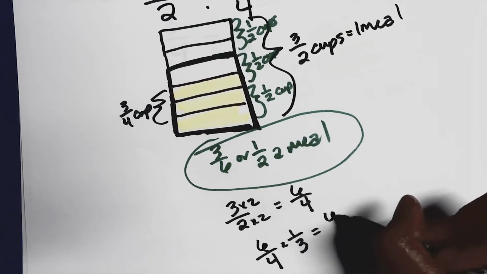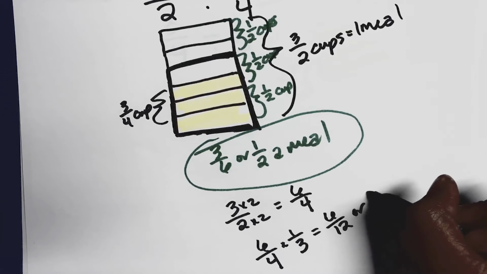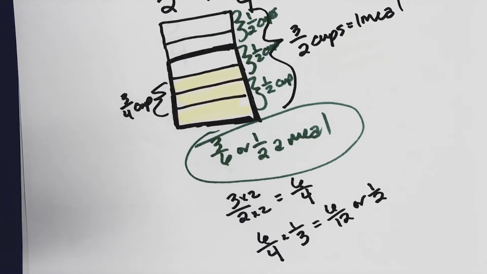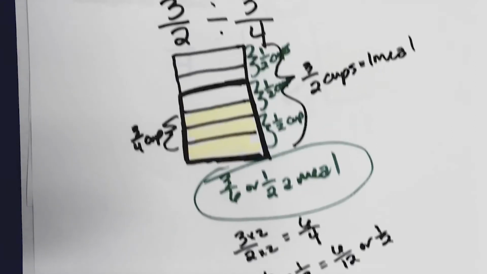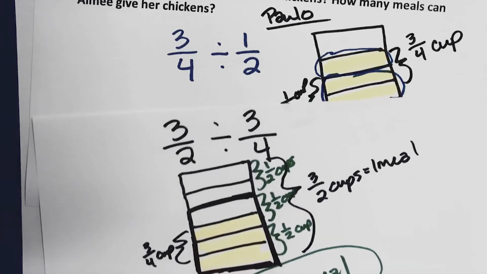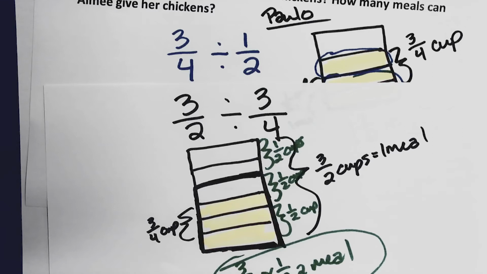Which is the same thing as 6/12 or 1/2. All right, so let's connect this back to the model we drew. Why does multiplying by 2 tell you how many halves are in a number? Right, because there are 2 halves in every whole. Why does multiplying the number of halves by 1/3 tell you how many 3 halves are in a number? Right, there are only 1/3 as many 3 halves as halves, or 1 out of 3.